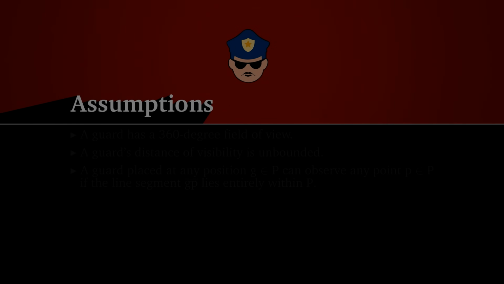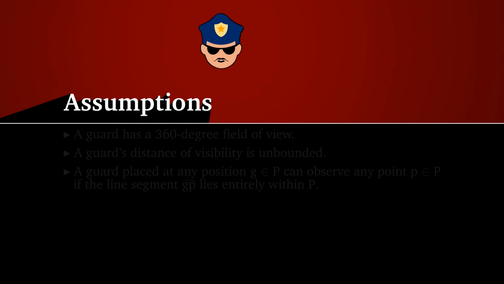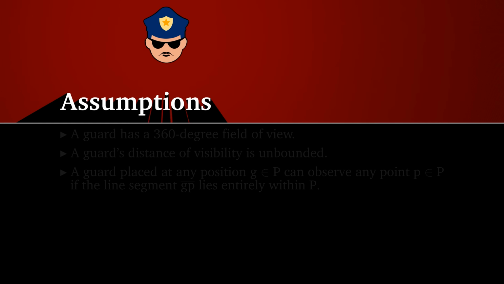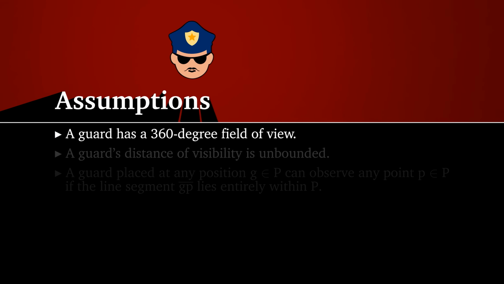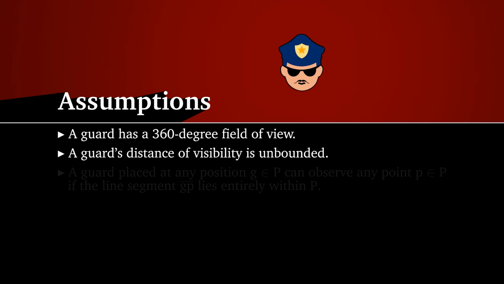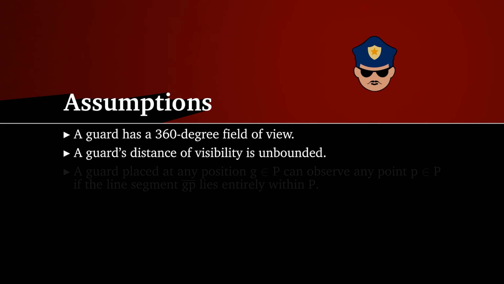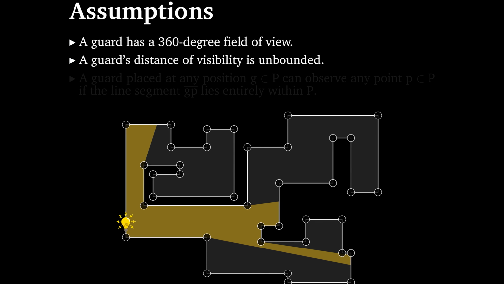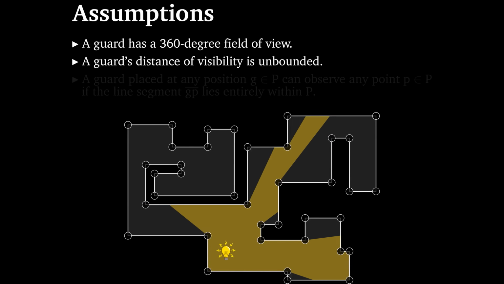Before we start, we need to define some specific rules, or let it be assumptions, about the guards inside the polygon. First of all, a guard covers a 360-degree field of view, as well as an unbounded distance. And even though guard is the standard term in the literature, I think it makes more intuitive sense to think of the guard as a light bulb. One that shines in all directions for an unbounded distance and whose light can only be blocked by the walls of the art gallery.